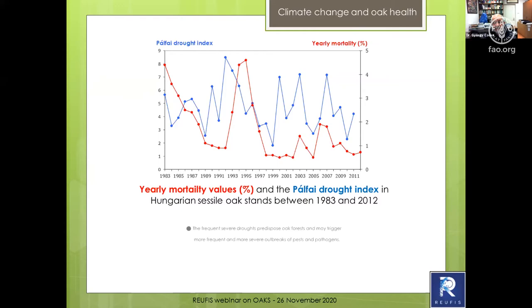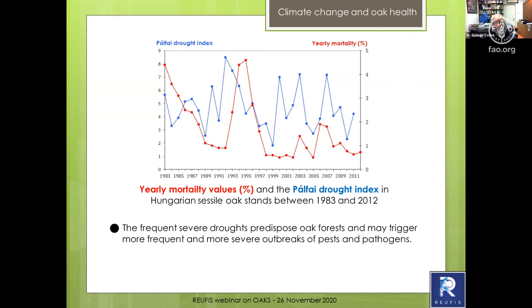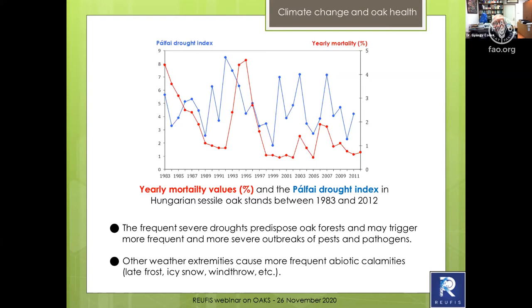Of course, climate change will not directly, immediately kill the oak trees, but the frequent and severe droughts predispose the trees, make them weakened, and may trigger more severe and more frequent outbreaks of pests and pathogens too. And the other face of the climate change is the increase of frequency of extreme weather events like frost, late frost, or storms, and these weather extremes can also cause quite serious abiotic calamities, disturbances, damage, whatever you want to call them.